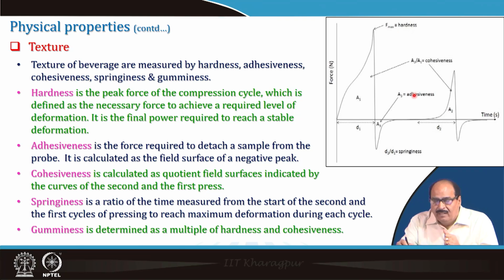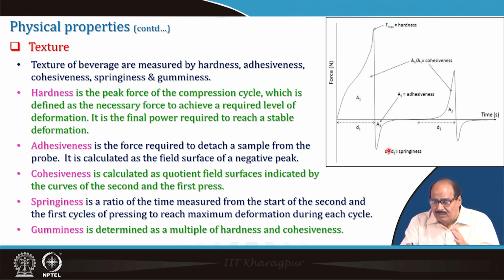Adhesiveness is the force required to detach a sample from the probe. It is calculated as the area of the negative peak. Cohesiveness is calculated as the quotient of the areas indicated by the curves of the second and the first press. Springiness is the ratio of the time measured from the start of the second and the first cycle of pressing to reach maximum deformation during each cycle.